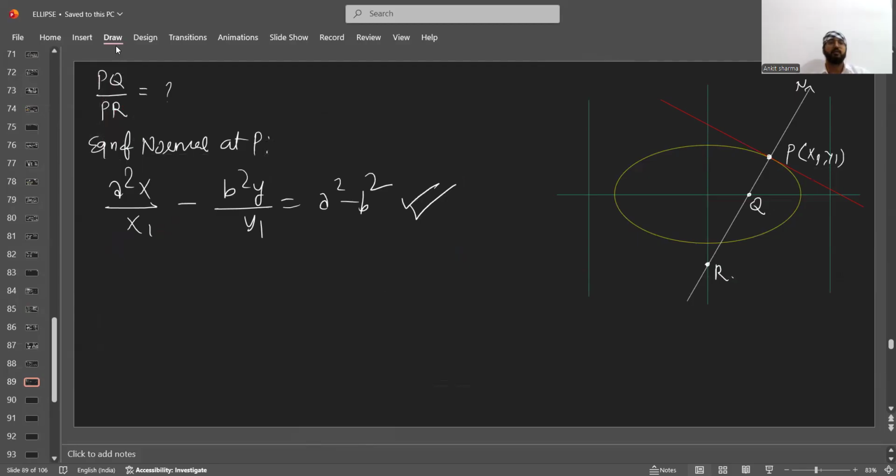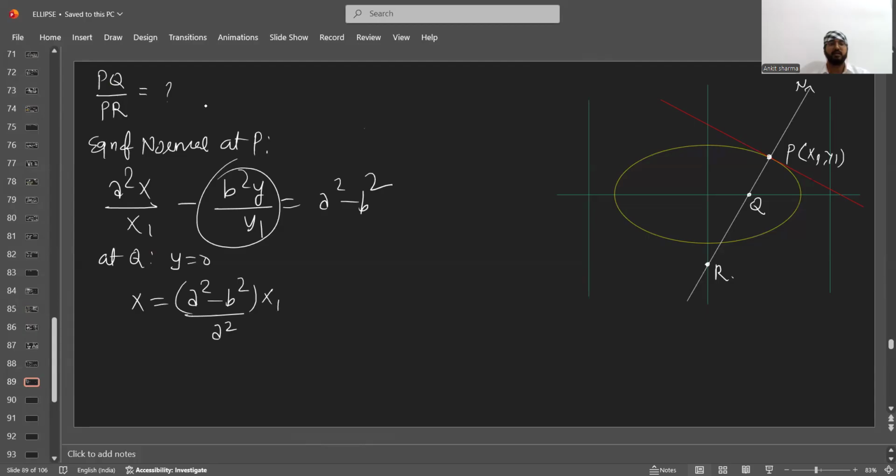This normal meets the major axis at Q. So we want to know the coordinates of Q. So at Q, what happens? Y is 0. So when y is 0, that means this entire thing is gone. So I'll be having my x point. So x would be simply a square minus b square over x1 upon a square. So coordinates of Q are basically, we can simplify this, and I can write down here 1 minus b square over a square times x1 comma 0.